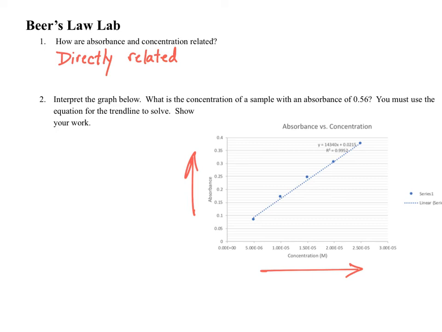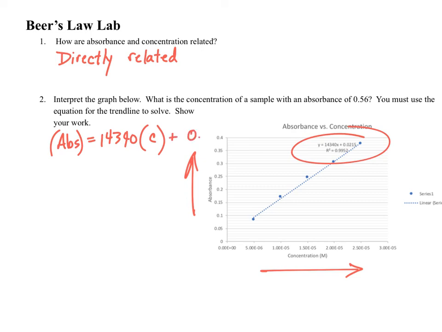Number 2, interpret the graph. What is the concentration of a sample with an absorbance of 0.56? You must use the equation of the trend line. Show your work. Now, we have the equation right there. And Y is the absorbance, ABS for absorbance. Y equals mx plus b. M is 14340 times x. X now is the concentration plus b, 0.0215. So that's our equation.